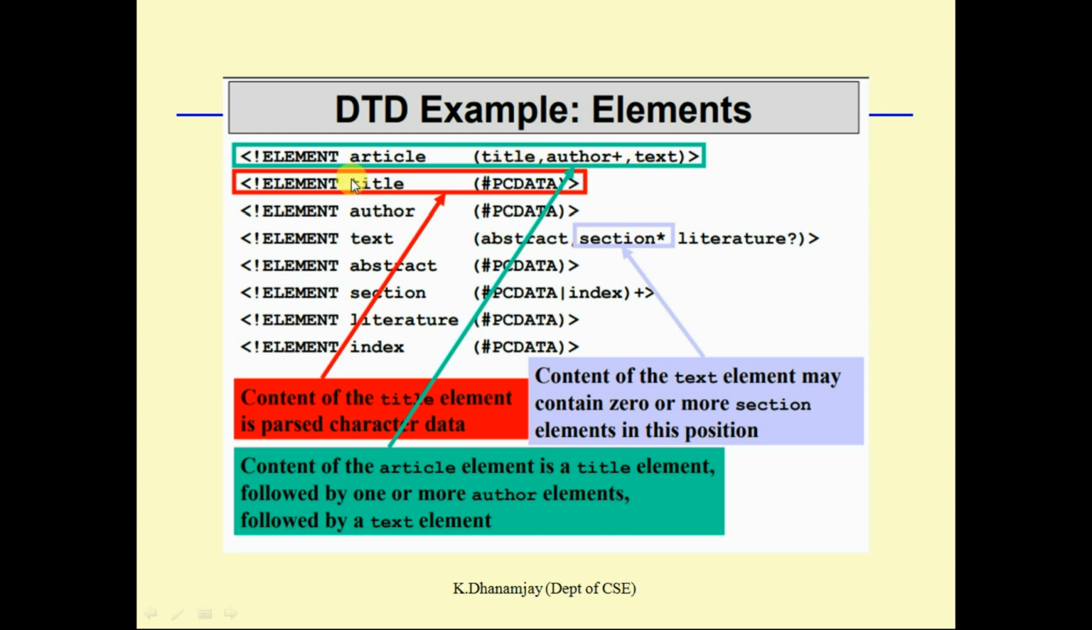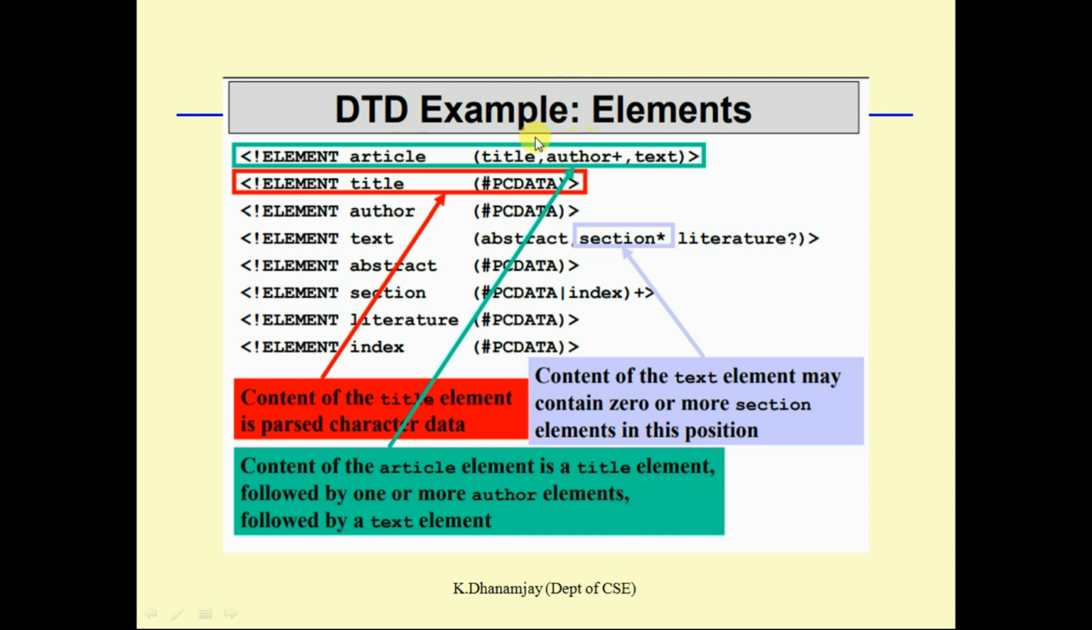See here, article is a root element. In that article I can have one more element, a subchild also, like title, author and text. Here, title refers to parsed character data. The content of that, here section indicates this is a section. Star indicates the content of a text element may contain zero or more section elements in this position. Okay, and the content of article.